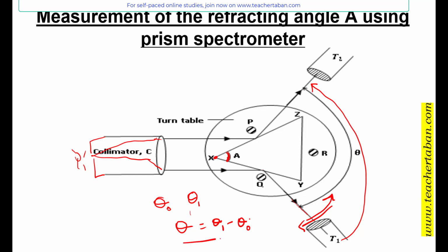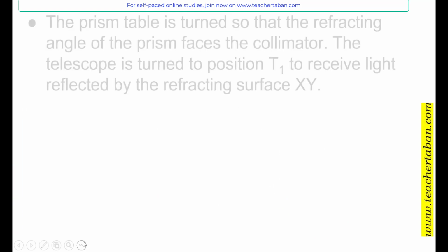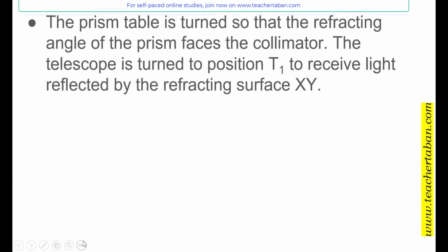Once you have got this, the angle of the prism A is simply got from theta over 2. We're going to see the theory behind this experiment shortly. So in other words, this is what we do. The first step, the prism table is turned so that the refracting angle of the prism faces the collimator. The telescope is turned to position T1 to receive the light reflected by the refracting surface XY.